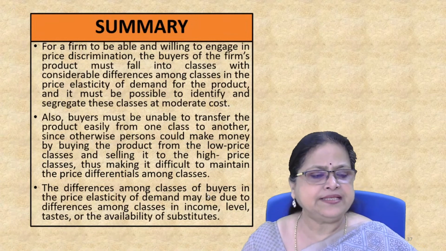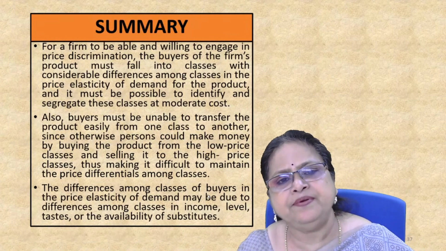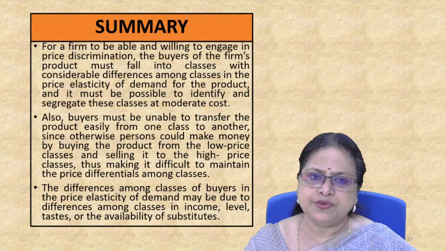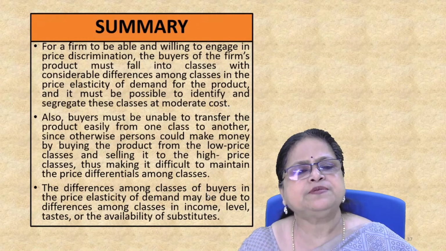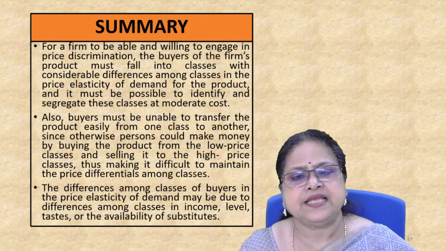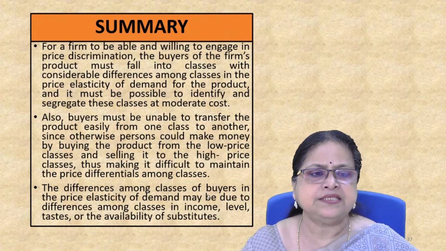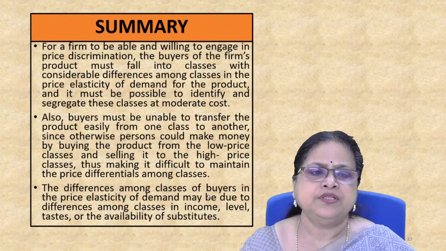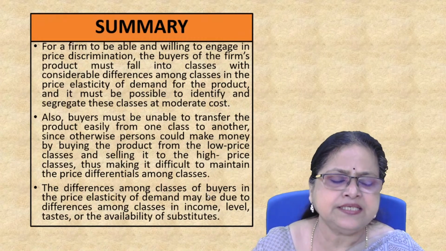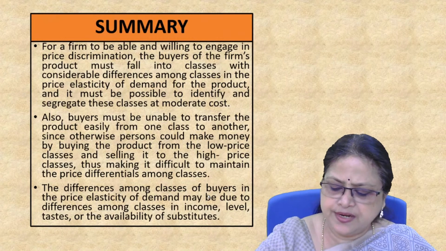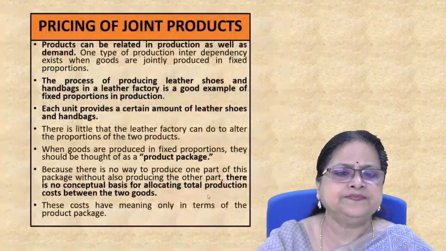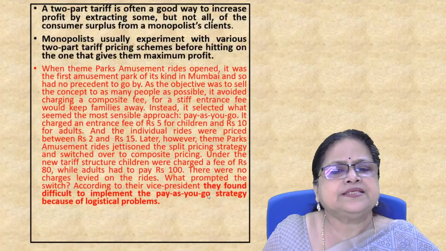Now, in summary, we can say that for a firm to be able and willing to engage in price discrimination or to extract the consumer surplus, the buyers of the firm's product must fall into classes with considerable differences among classes in the price elasticity of demand for the product. And it must be possible to identify and segregate these classes at moderate cost. So let us go back to the example in red that I discussed here. We can discuss this one.